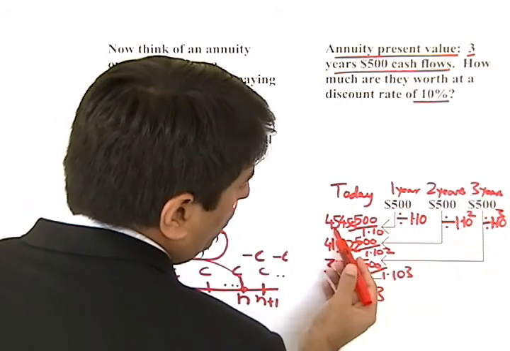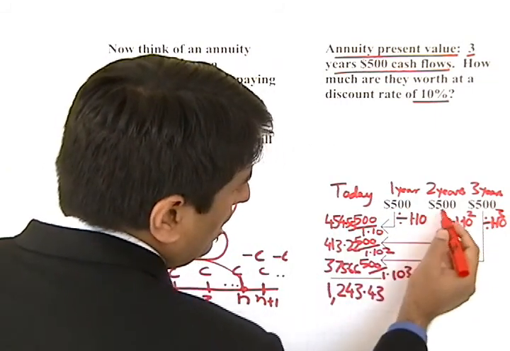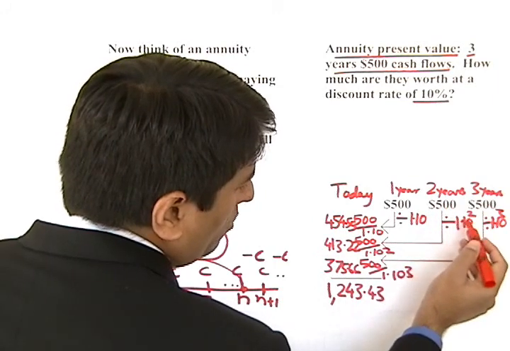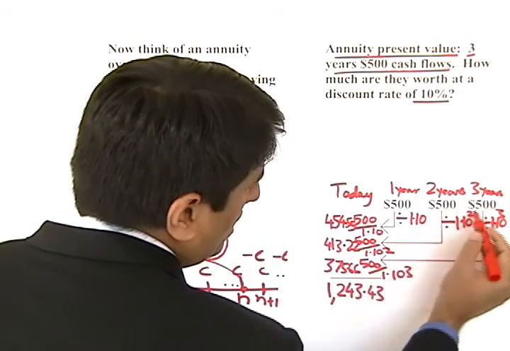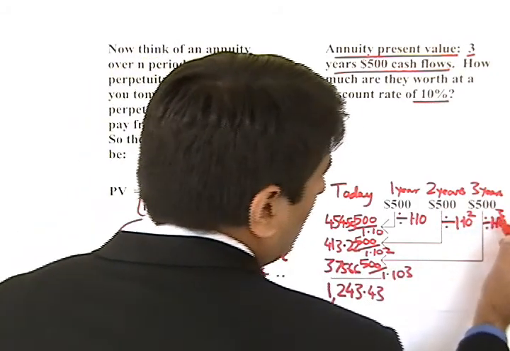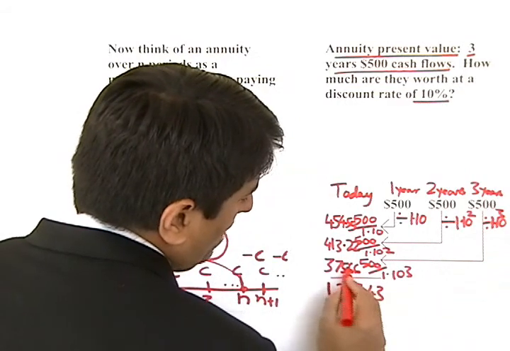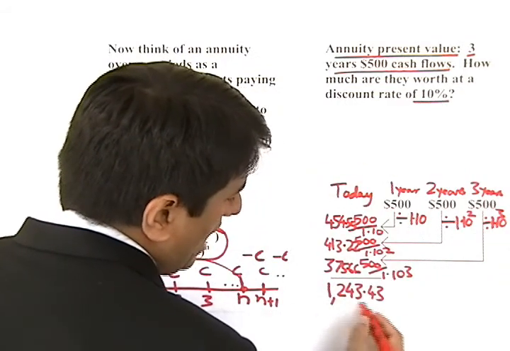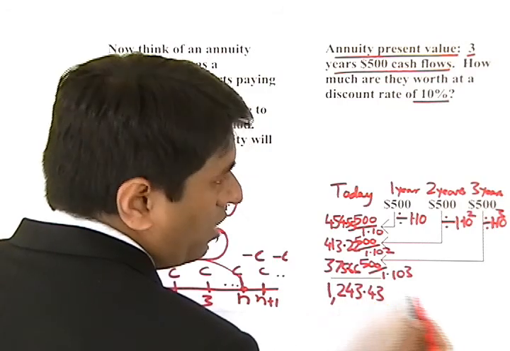500 divided by 1.10 is 454.55. 500 divided by 1.10 squared is 413.22, and 500 divided by 1.10 cube is 375.66. You add these up, you get 1243.43.